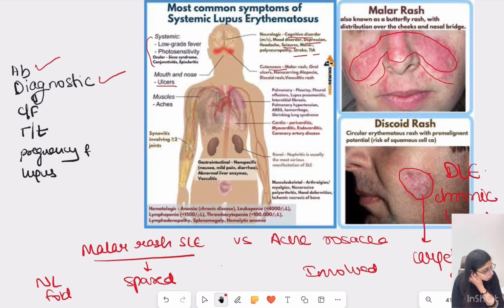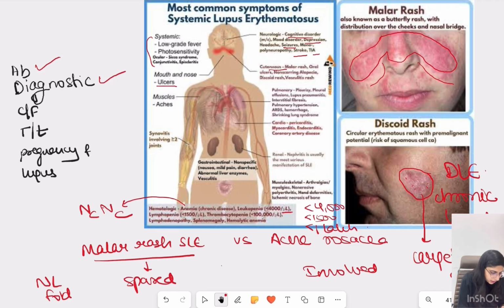If we talk about hematology, I wanted to tell you that it is a normocytic normochromic anemia in SLE. Leukopenia means WBC count of less than 4,000, or a lymphocyte count of less than 1,500, or a platelet count of less than 1 lakh. So these are the criteria in SLE.